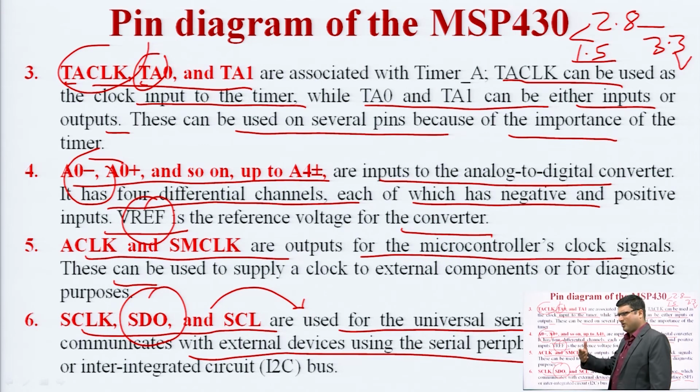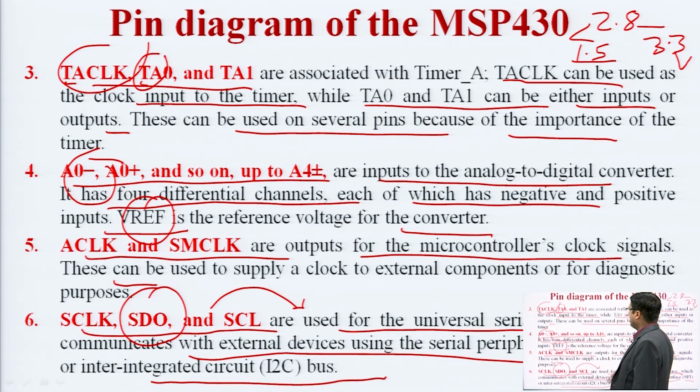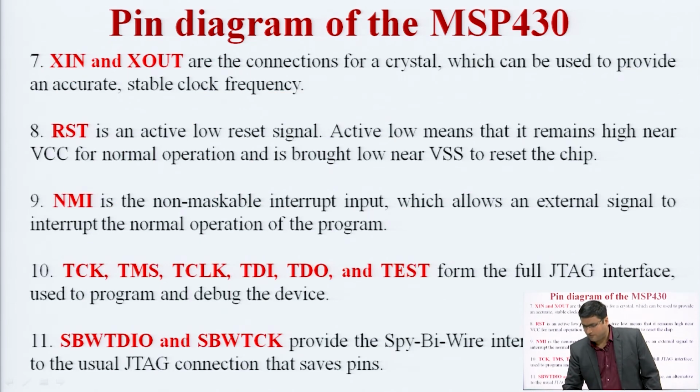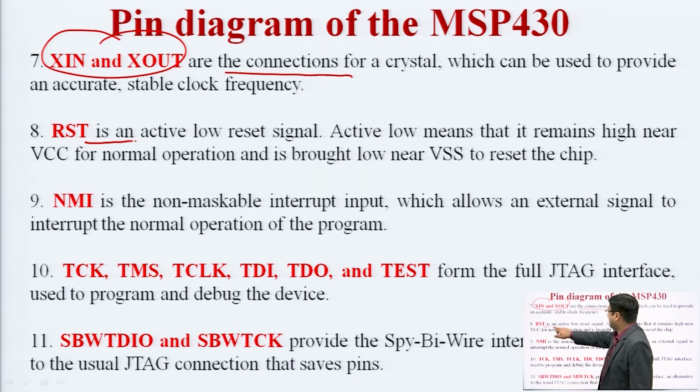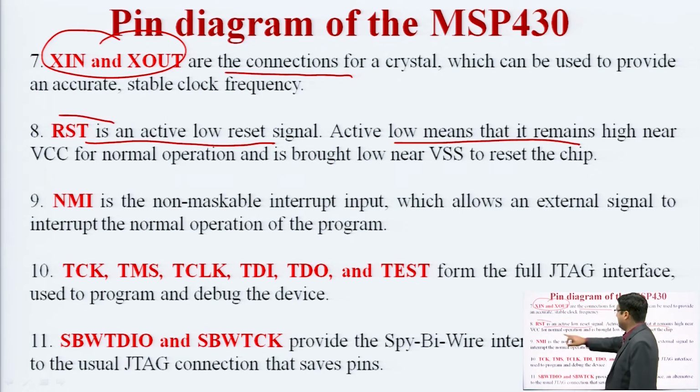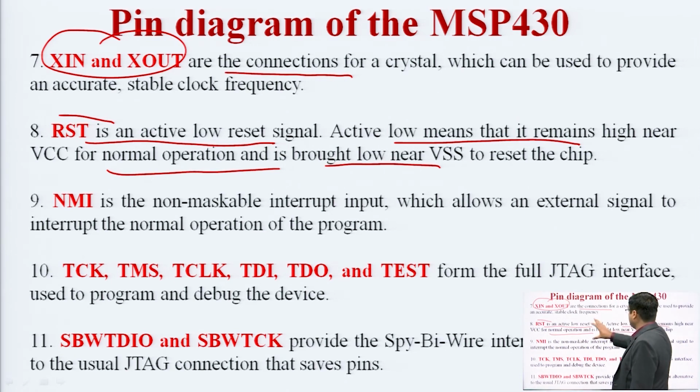In our second or third lecture, we have seen the integrated bus circuit. Basically, these are the serial ports available. XIN and XOUT are used to provide the particular clock frequency to the MSP430. We have seen that RESET is basically an active low signal. Active low means that it remains high, near VCC, for normal operation and is brought to low. If we want to activate this particular pin, it will be brought to low.